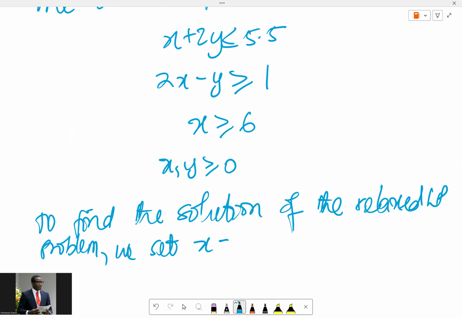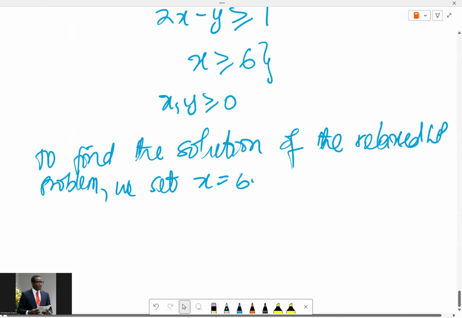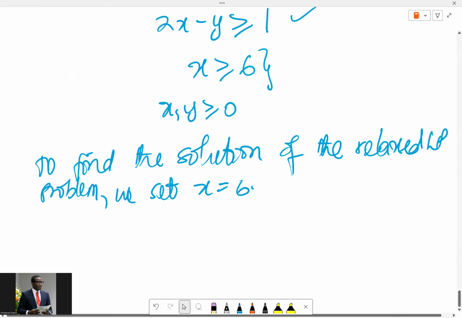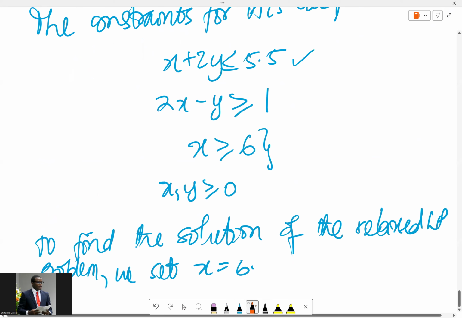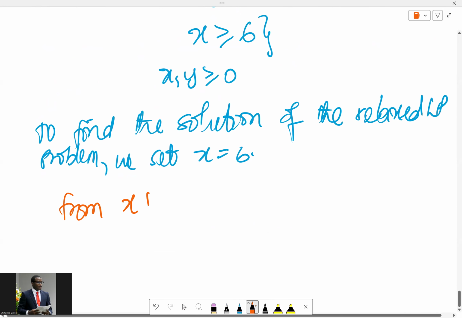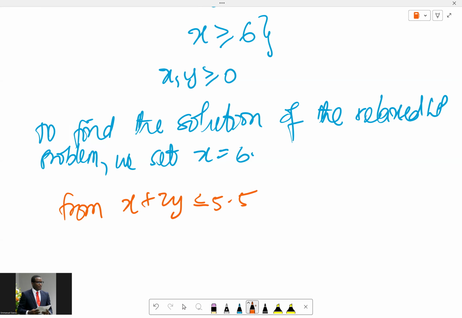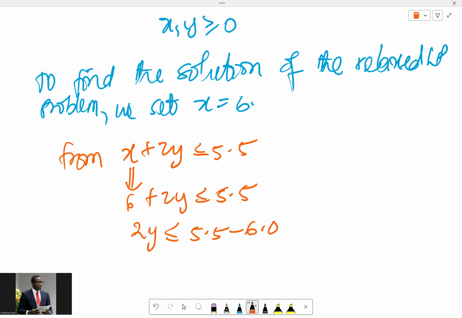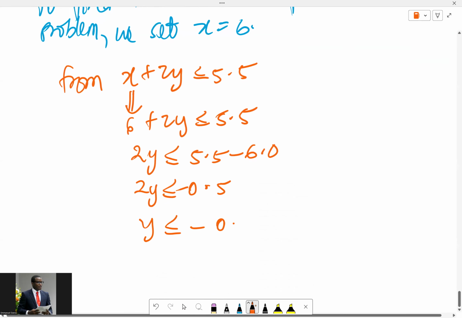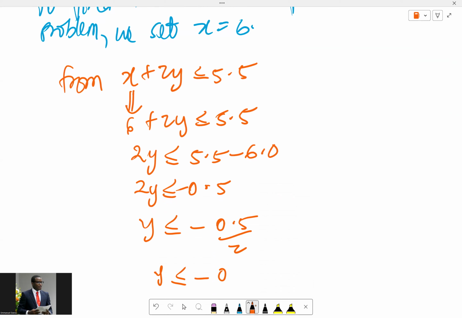Again, we set x to be 6 because this is the key thing here now. If we set x to be 6, we take these two constraints one after the other. So from x plus 2y less than or equal to 5.5, we have 6 plus 2y less than or equal to 5.5. In this case, that means we have 2y less than or equal to 5.5 minus 6.0. So 2y is less than or equal to minus 0.5. That means y is less than or equal to minus 0.5 divided by 2, so y is less than or equal to minus 0.25.